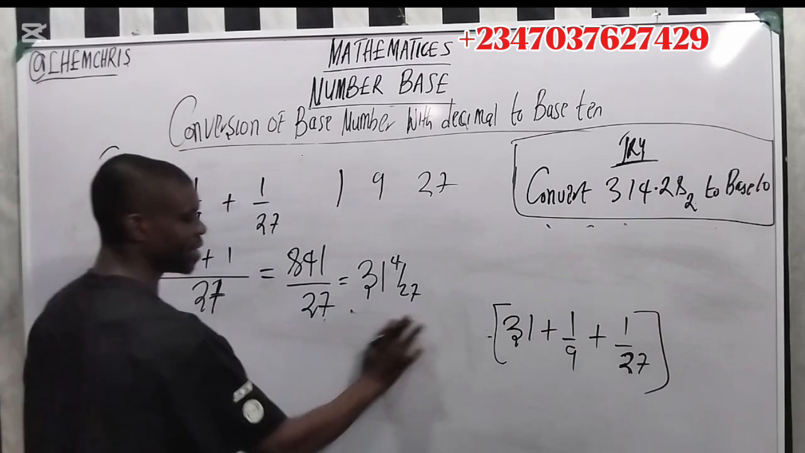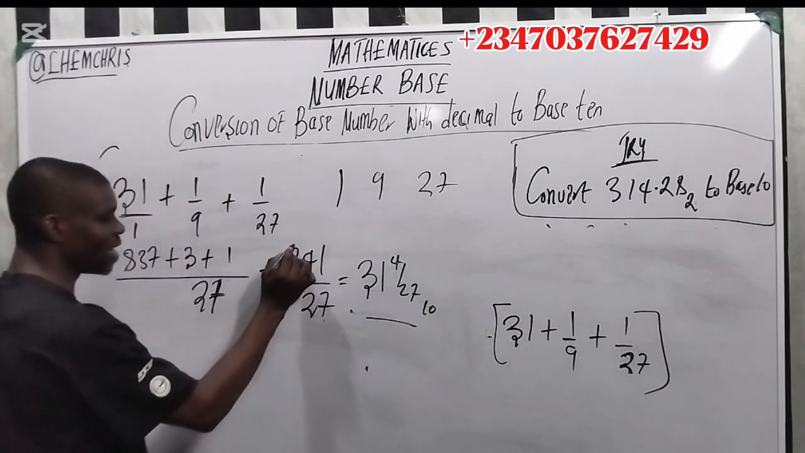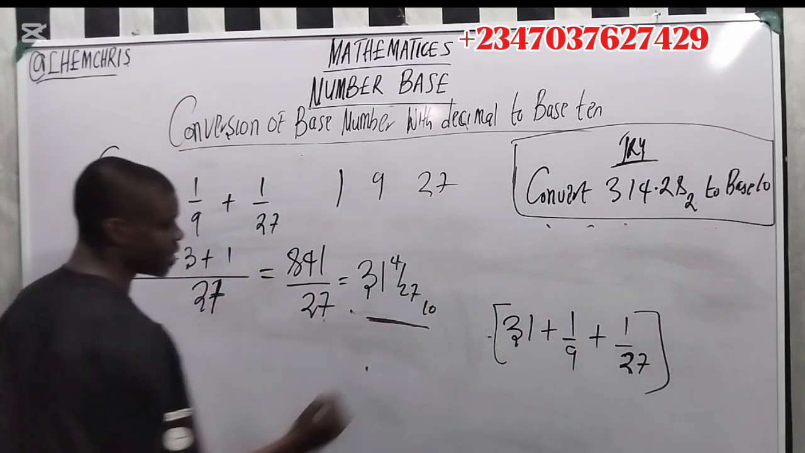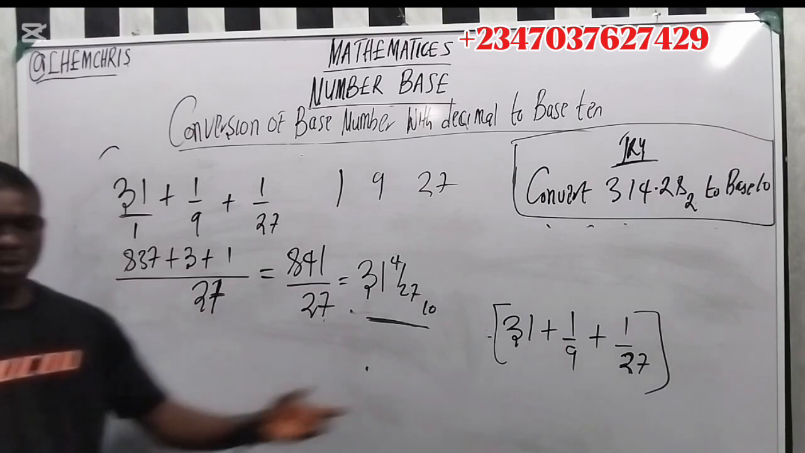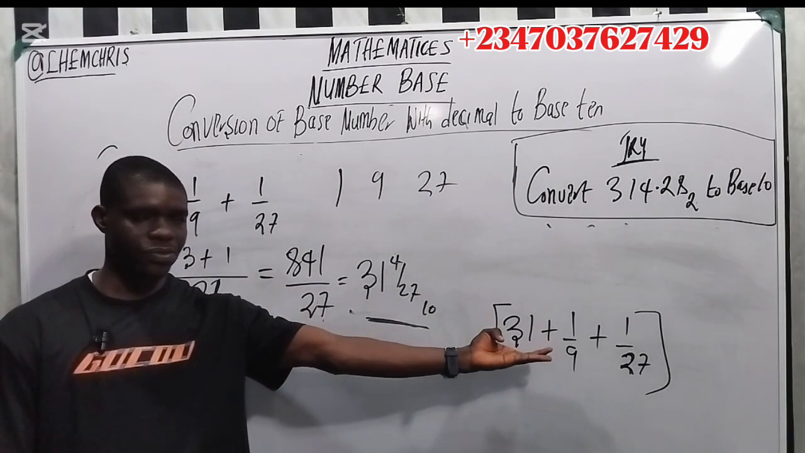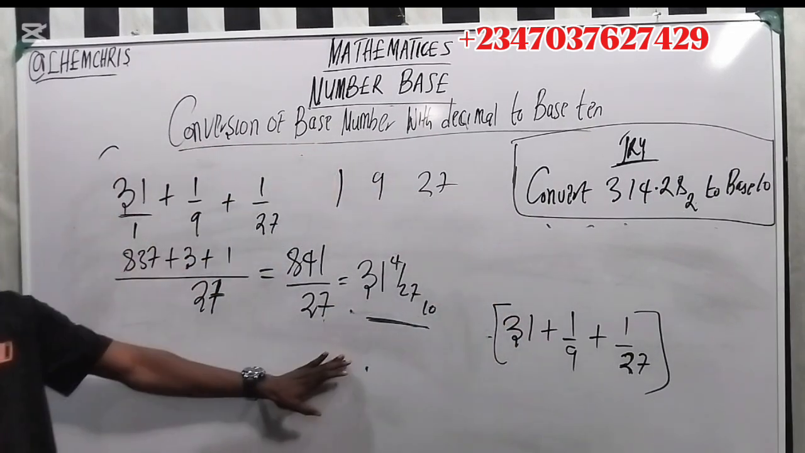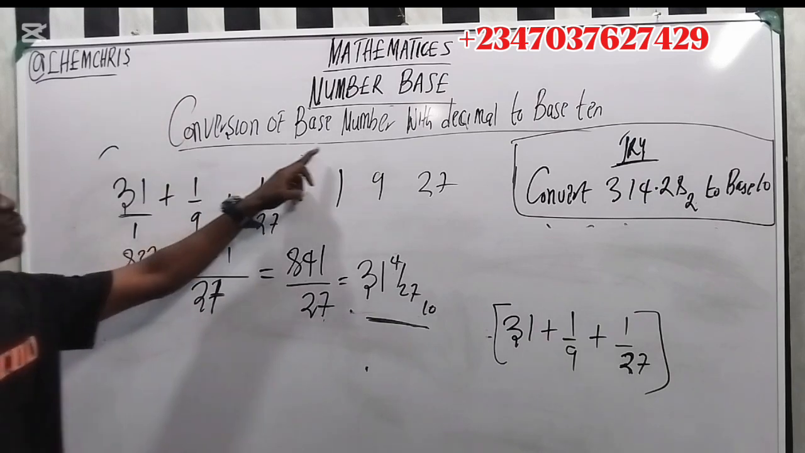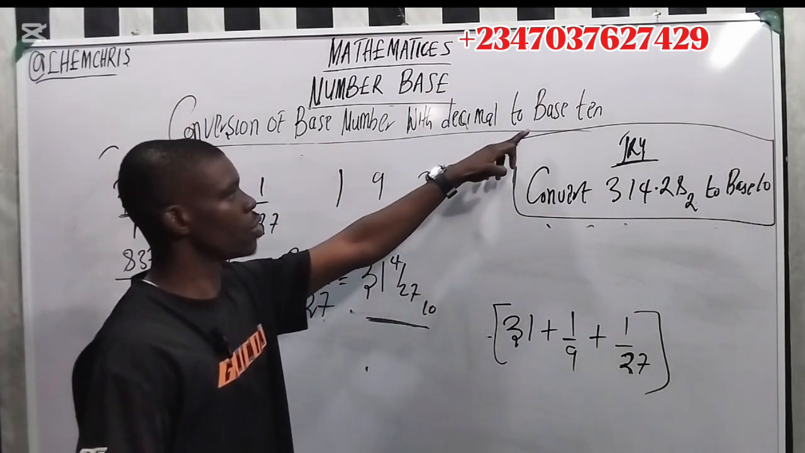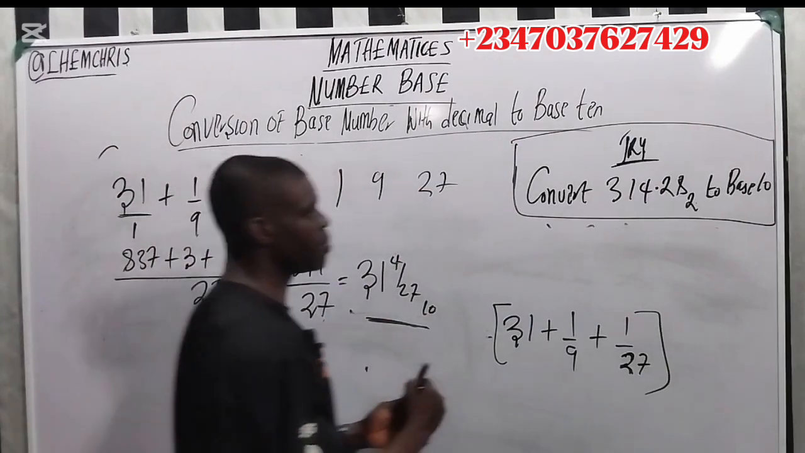In base 10. So you can either leave it like this in base 10. Right? So this is what you need to pay close attention to. So we have done the conversion of a base number with decimal toward base 10. Use the same method here to try.